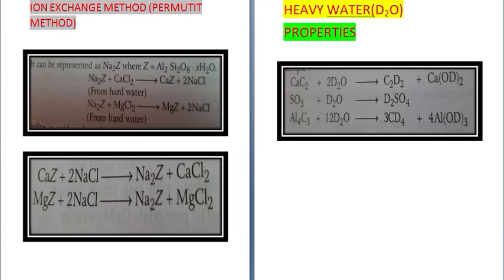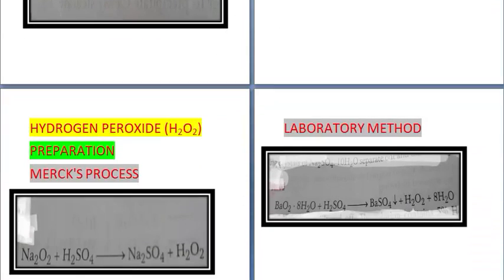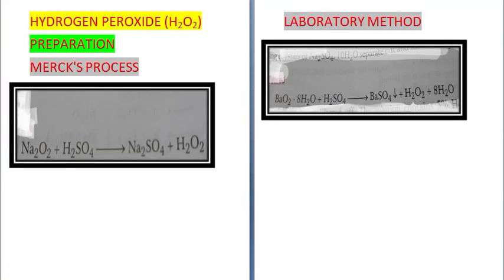Next we come to hydrogen peroxide. Now hydrogen peroxide, first we come to the preparation. The first method of preparation is Merck's process, in which Na2O2 plus H2SO4 gives you Na2SO4 plus H2O2, and on cooling, crystals of Na2SO4.10H2O separate out and the resulting solution contains 30% of H2O2.